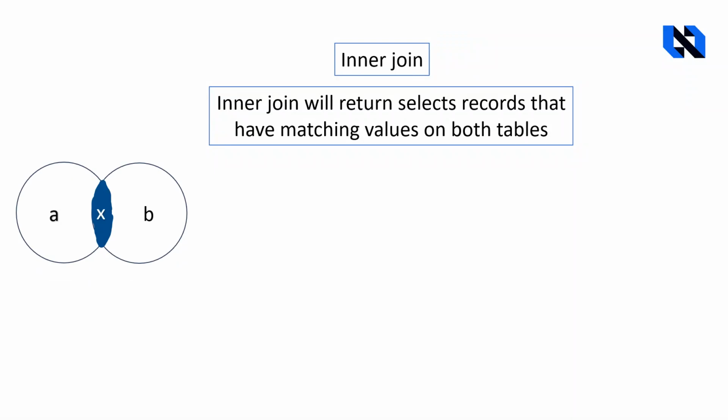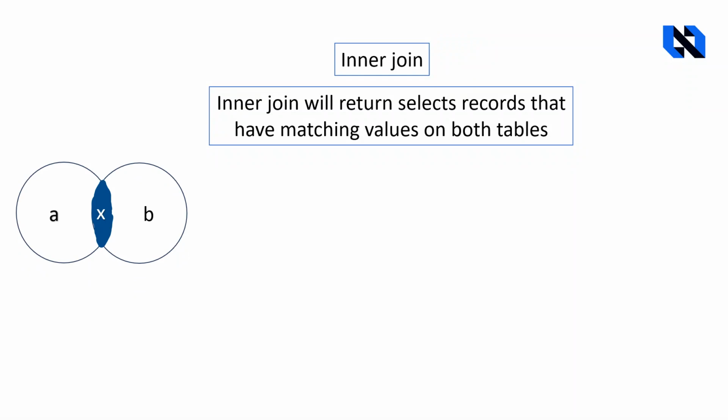Looking at this Venn diagram here, where you have table A and table B, with a common column called column X, the inner join would return rows from table A that are matching with rows from table B based on a selected column called X that exists in both A and B.